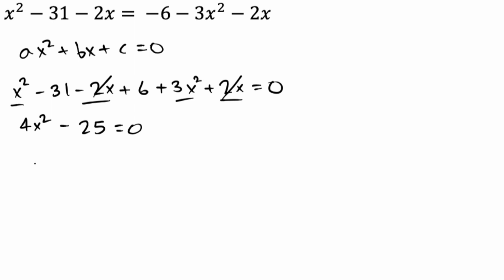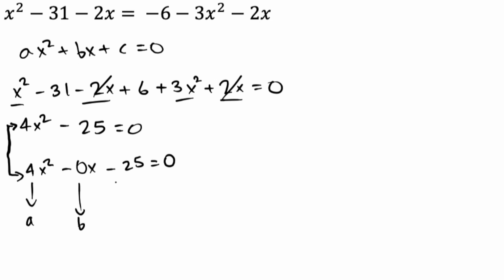How does this look? Does this look like our standard form? Well, no, it's missing the bx portion, isn't it? Well, that's not a big deal. We can just simply write this as 4x squared minus 0x minus 25. 0 multiplied into anything is 0, isn't it? And so this is the same as this, is it not? So let's just keep it like this. That makes it easier to work with and do our substitutions. So 4 is our A, 0 is our B, and negative 25 is our C.